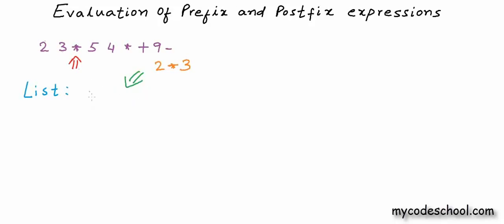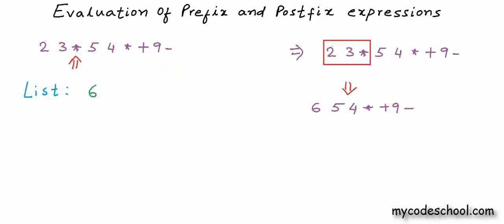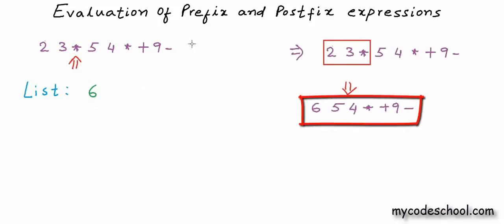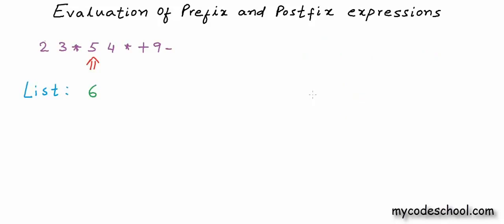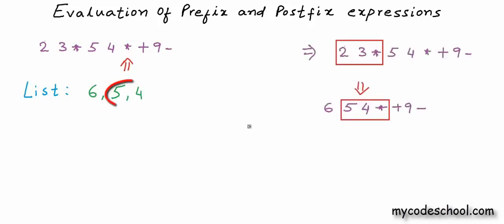This 2 3 asterisk has now become 6. It has become an operand that can be used by an operator later. We are at this stage right now that I'm showing on the right. I'll continue the scanning. Next we have an operand. We'll push this number 5 onto the list. Next we have 4, which once again will come to the list. And now we have the multiplication operator, and it should be applied to the last 2 operands in the reduced expression. And we should put the result back into the list.